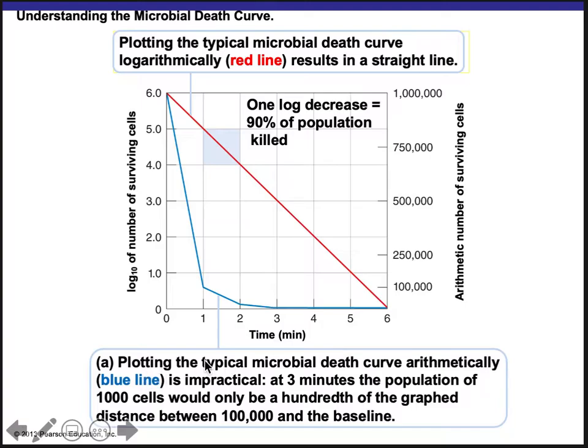Excuse me. Okay, so the blue line's impractical. At 3 minutes, the population of 1,000 cells would only be 100th of the graphed distance between the 100,000, right, and the baseline. So this is a more technical way to explain what I said. It visually is deceiving, right? And you can't even tell how much you have at a certain point. So just like we saw with growth, it's impractical to use the arithmetic scale. We need to use the log scale.